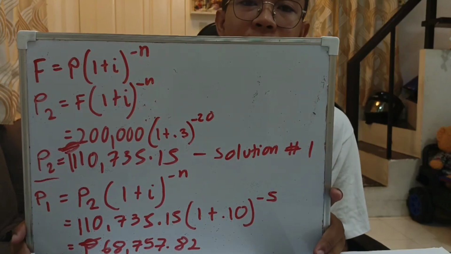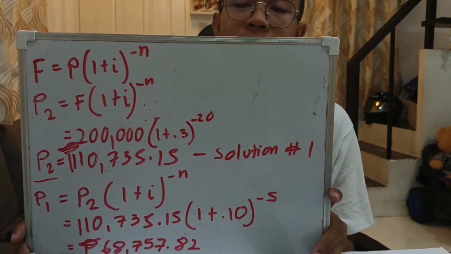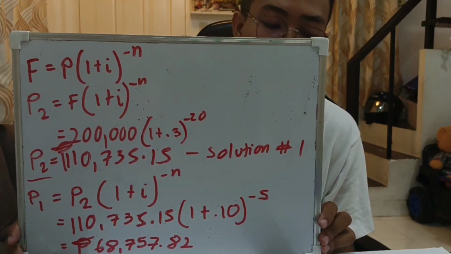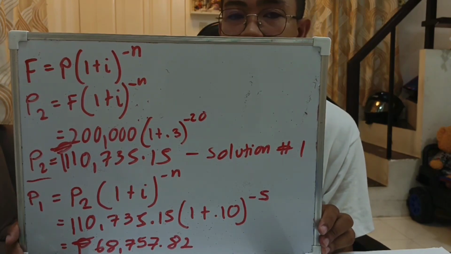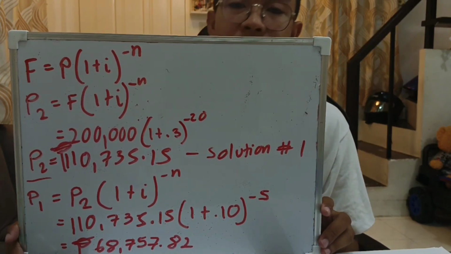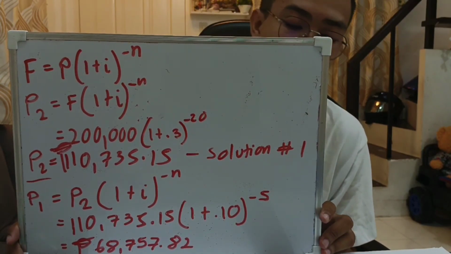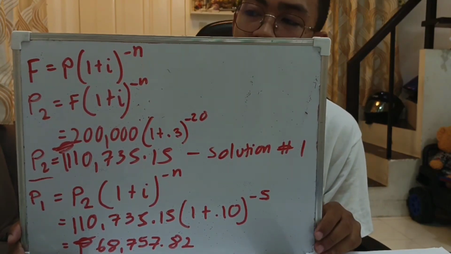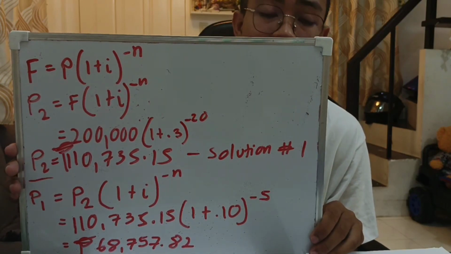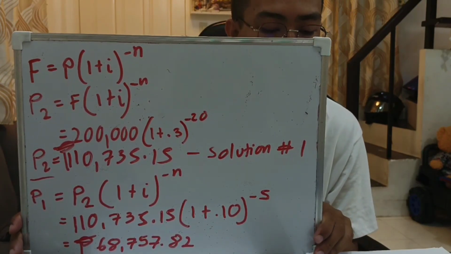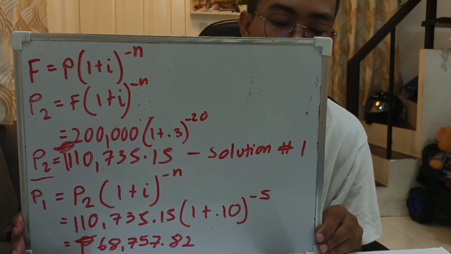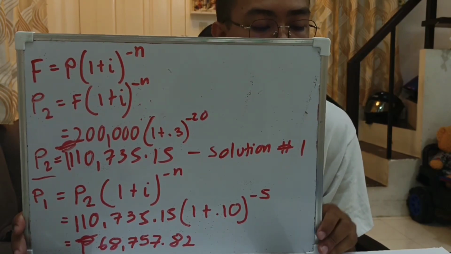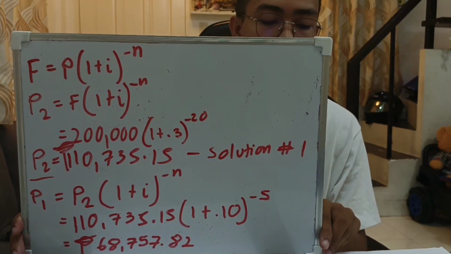So substitute that to the formula, 200,000 times 1 plus 0.03 to the power of negative 20, we will be arriving at 110,735.15. So that is our P2. And next, we will be computing for the final payment, or the additional principal. So P1 is equal to P2 times 1 plus i to the power of negative n. So our P2 is what we get here, 110,735.15 pesos. And so we will be multiplying that with 1 plus the second interest, which is the 10% interest compounded annually. So it will be yearly.